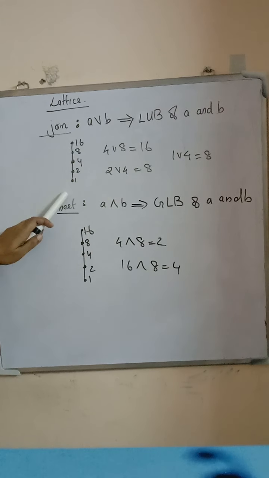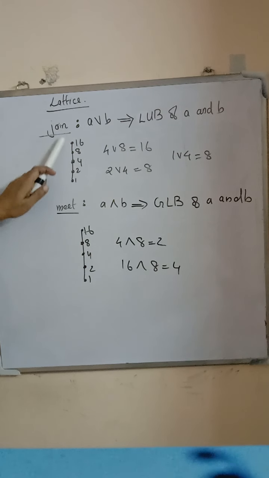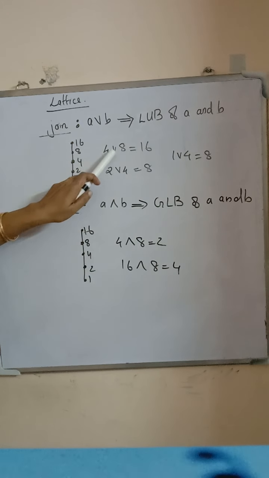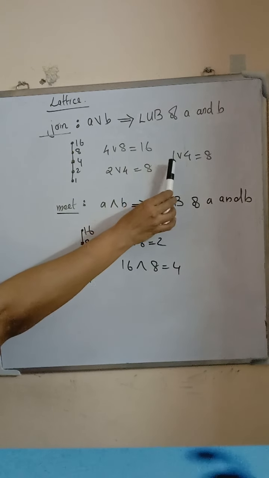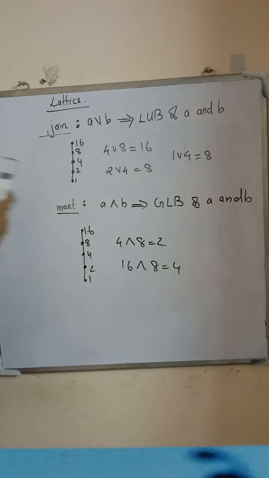Here is the representation of a partially ordered set in a Hasse diagram. Here 4 join 8. The upper bound of 4 and 8 is 16, so the least upper bound is also 16. And 2 join 4. The upper bounds of 2 and 4 are 8 and 16. The least upper bound is 8. Again, the join of 1 and 4 is also 8.